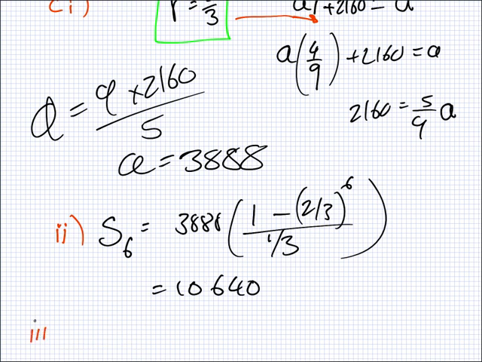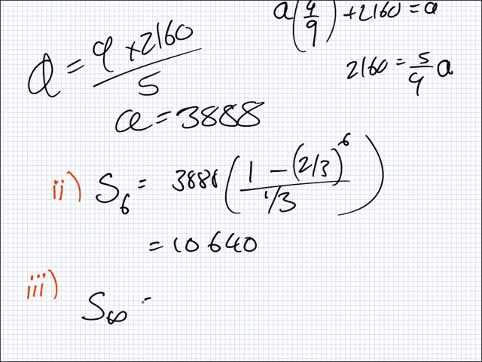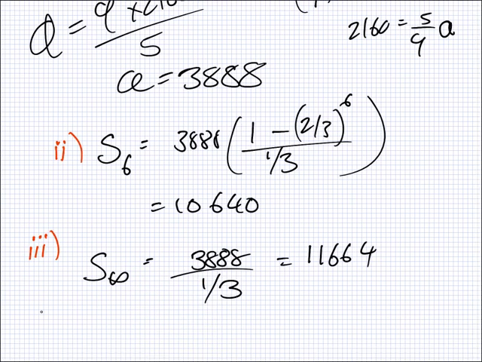Part 3. S infinity. Remember the formula? A over 1 minus r. What is it? Yeah? D. Okay.